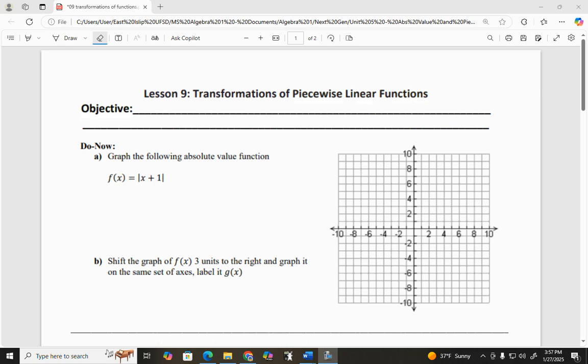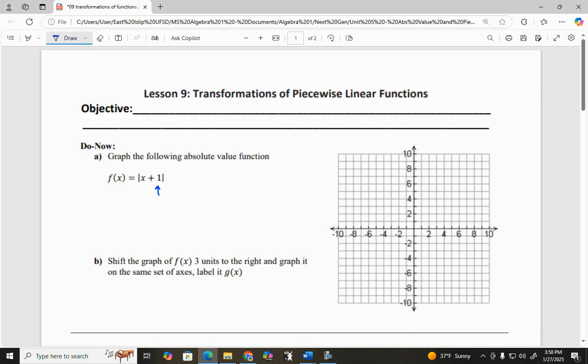So today I'm just going to review with you about shifting of functions. We've done it already, but we're just going to make sure you remember everything so that you're prepared for your test. So on the do now, we have to graph this absolute value function.